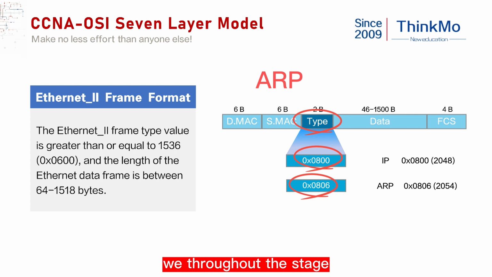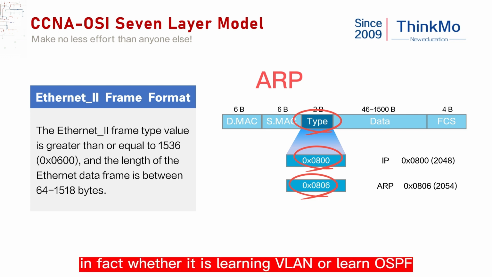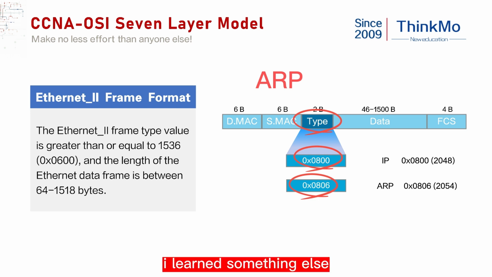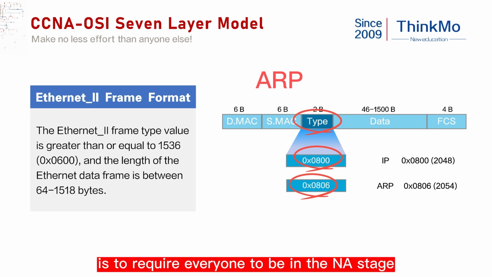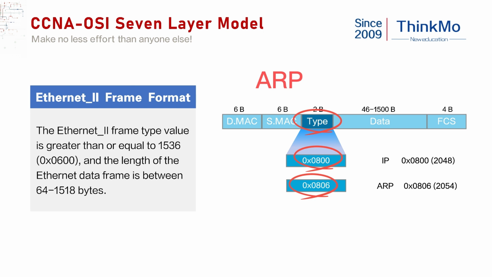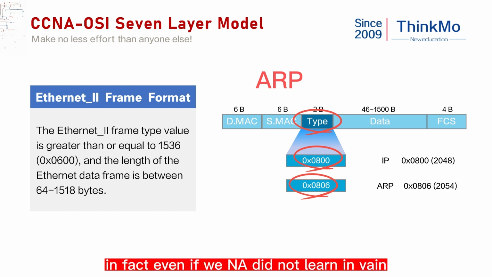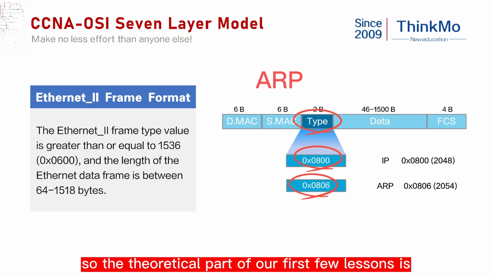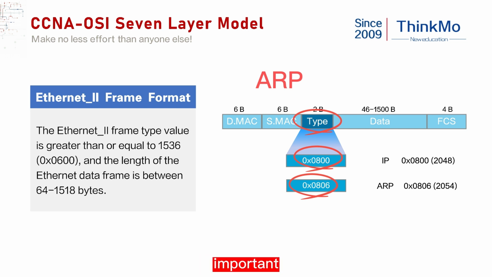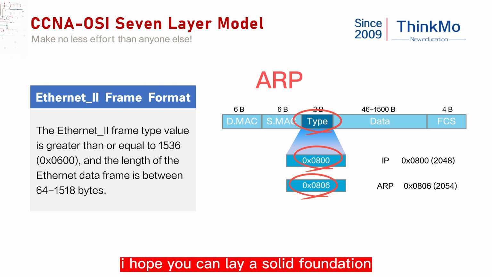We throughout the stage, in fact, whether it is learning VLAN or learning OSPF, in fact, I learned something else. Part of what we call technology. There is only one protocol like ARP. Is to require everyone to be in the NA stage. A protocol that must be fully mastered. So its status is very important. If you can fully understand it, in fact, even if we, NA, did not learn in vain. So the theoretical part of our first few lessons is important. I hope you can lay a solid foundation.